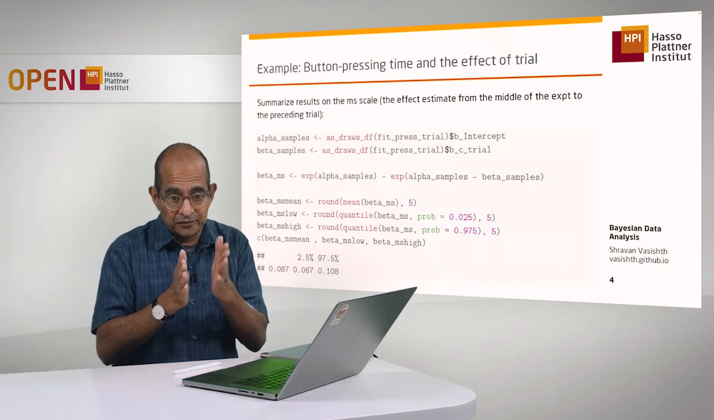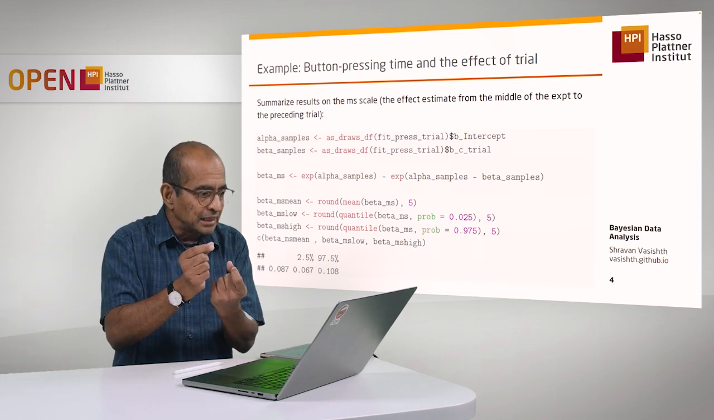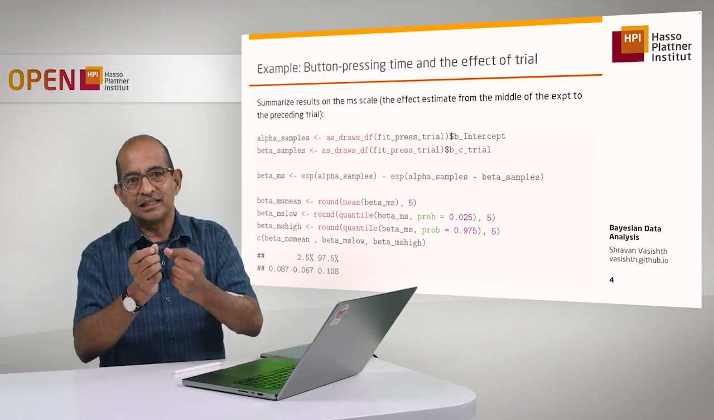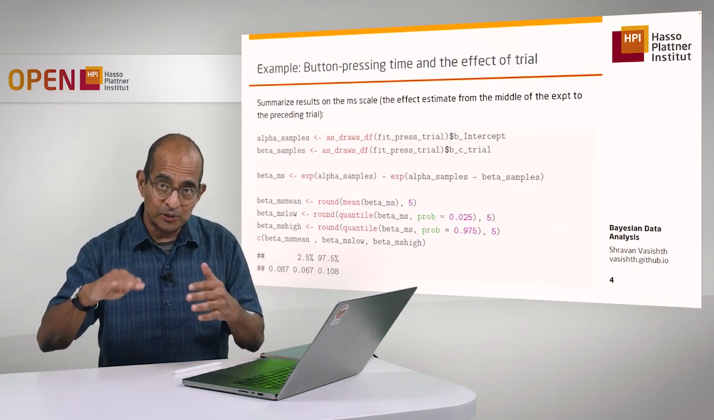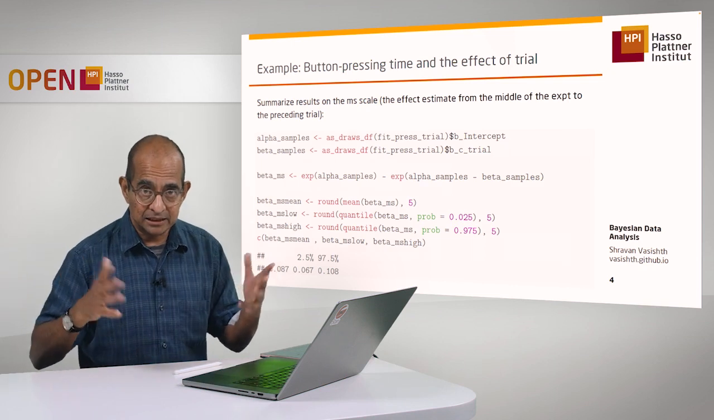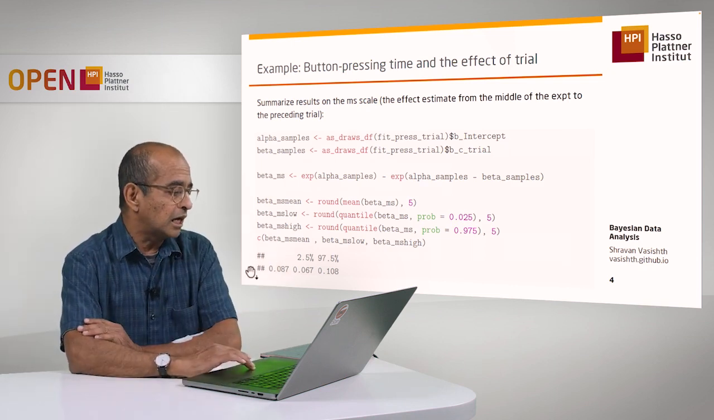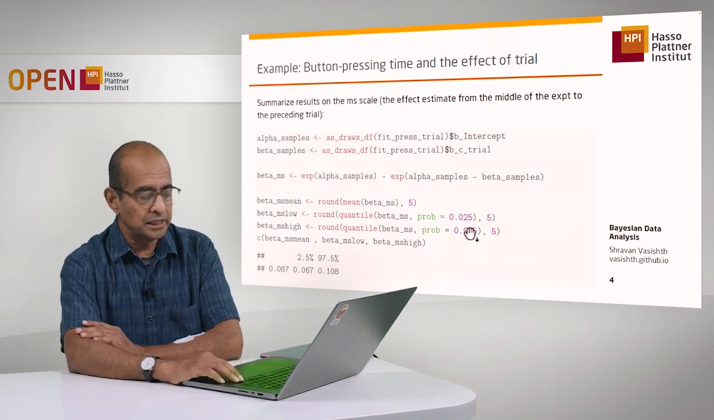What this means is that from going from the (i-1)th trial to the middle of the experiment, there is just a 0.08 millisecond slowdown in button pressing time. So this subject seems to be getting slightly slower and slower, but very slightly from one trial to the next. Of course, it's hard to understand what 0.08 milliseconds would be. It seems like a very small amount.